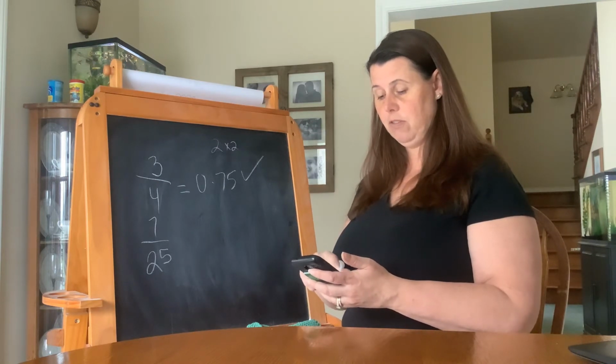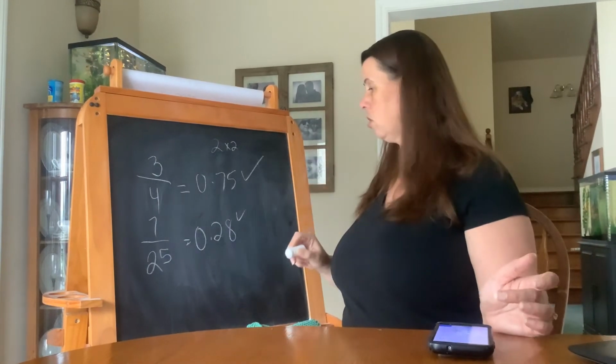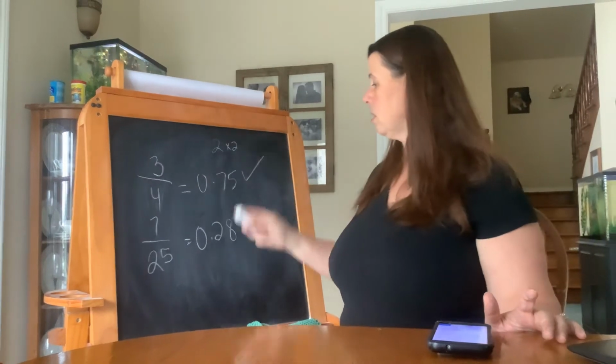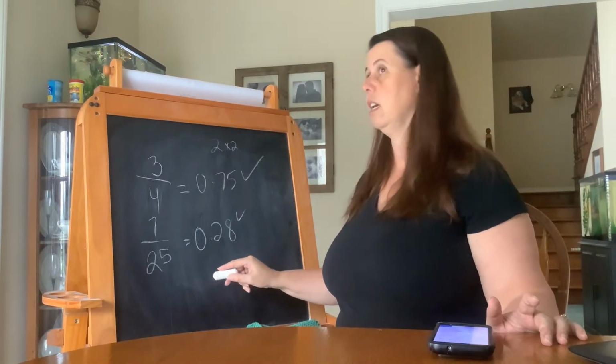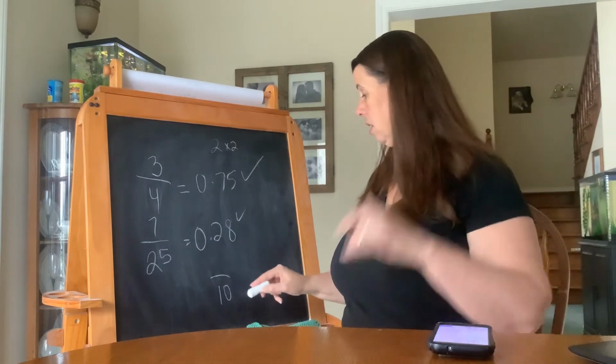7 divided by 25, 0.28. Yes, it terminates. Now let's try 2s and 5s. So let's make it 10, I guess, because that's easy. And we can do that without a calculator.